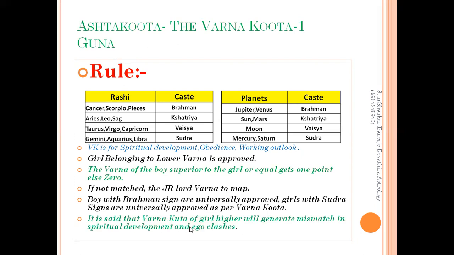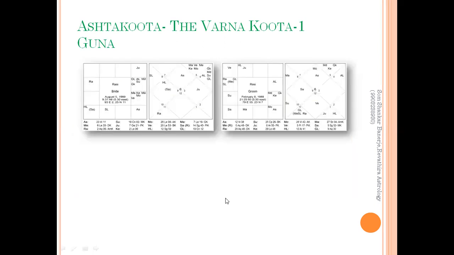It is said that if the girl's Varnakuta is higher, it will generate a mismatch in spiritual development and also ego clashes, because obviously the lady's thought process will be higher and the male's process will be different. There may not be a match in the spiritual outlook of those persons; one may be spiritual, one may be very materialistic. So that can also give a mismatch. If it is matching, then you get 1 point. So the boy has to be higher.